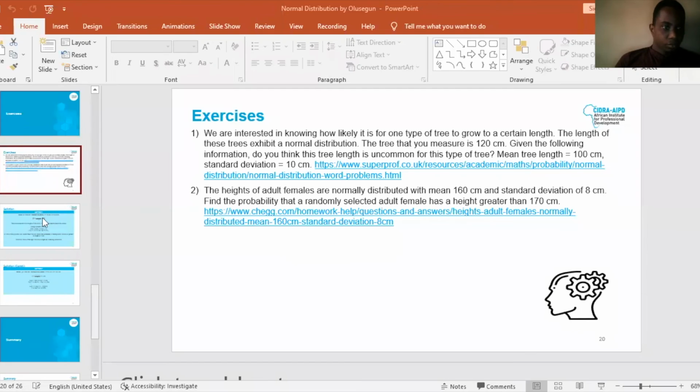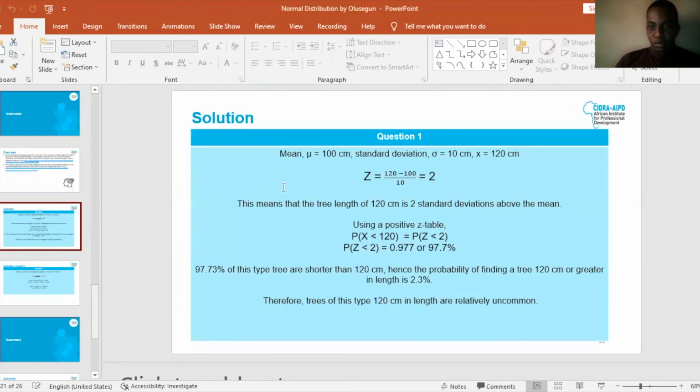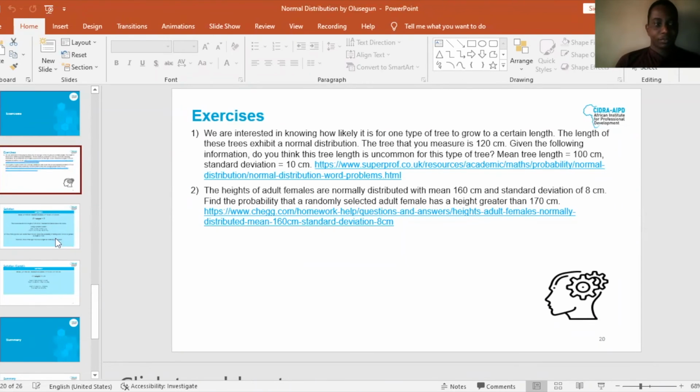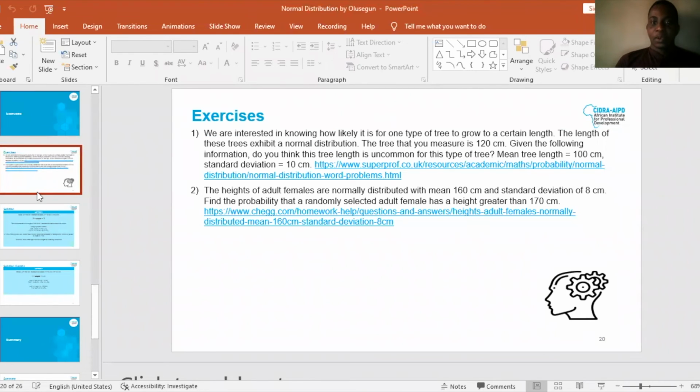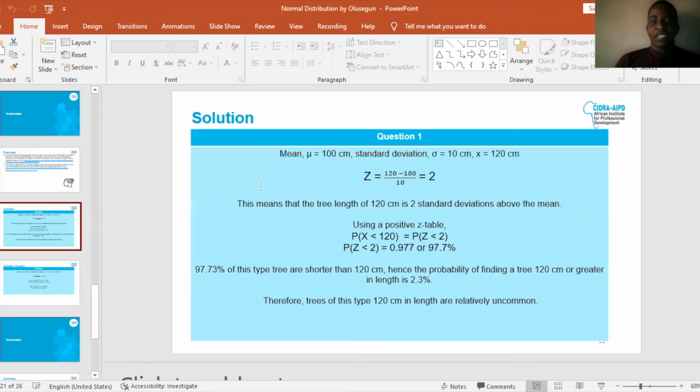So we look at the solutions to the exercises. That's the solution to question 1. Looking at the question, we can see that the mean is 100 centimeters and the standard deviation is 10 centimeters, as stated here. And now our x in this instance is 120 centimeters. We're trying to find how common a tree length of 120 centimeters is. So we have to compute the z-score of 120 centimeters. That will be 120 minus the mean 100, divided by 10, the standard deviation, which will give you a z-score of 2.